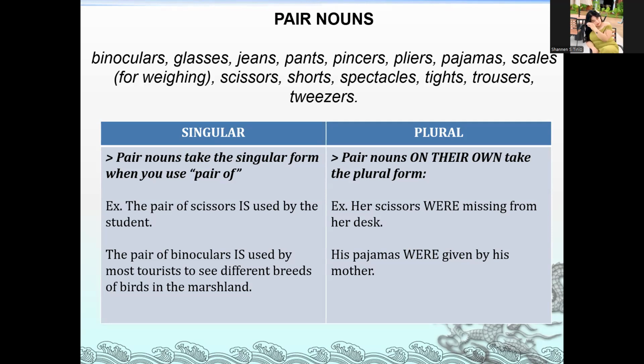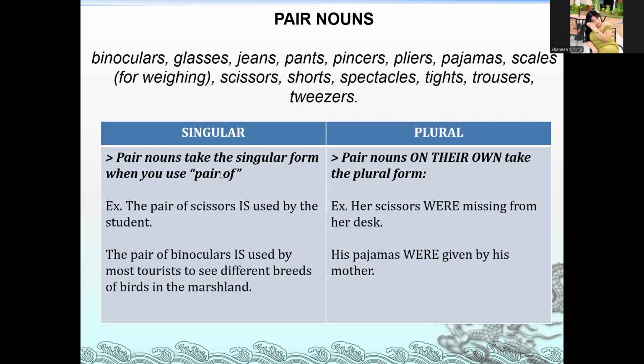Binago ko yung sagot, hindi consistent. What's the answer? Okay. And these shorts are, kasi nga they take the plural form daw. Plural form if they are used on their own. Hindi ko naman sinabing pair of shorts. Sabi ko lang, and these shorts are in the washing machine.